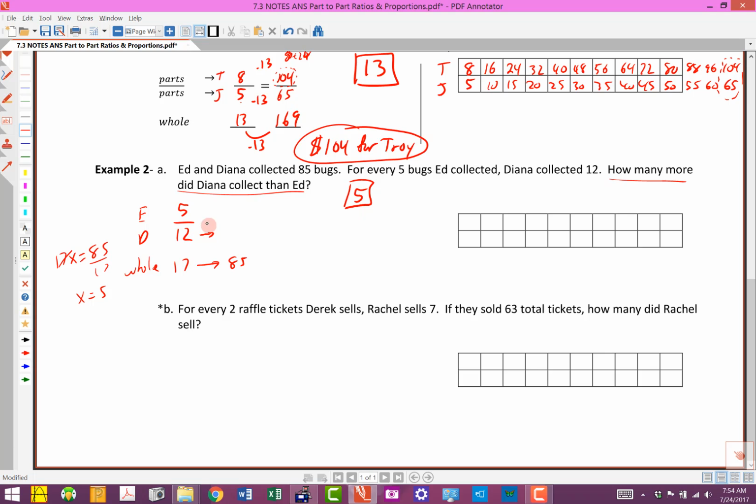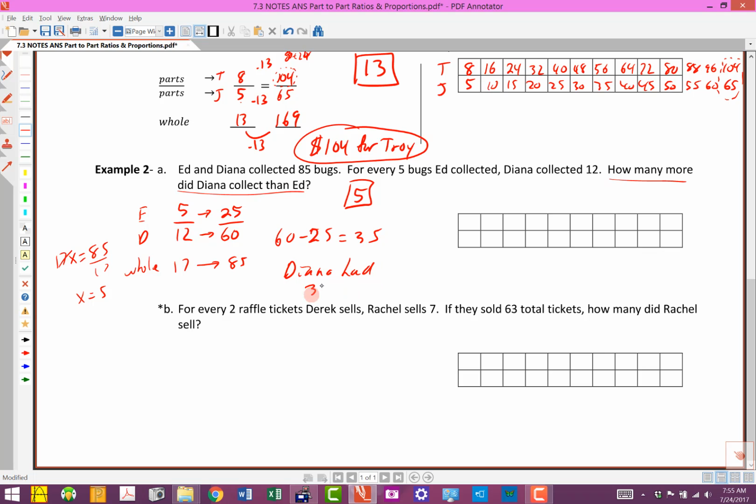So let's scale these up. Let's multiply each one of them by 5. So this would be 25 here. Multiply that by 5. You end up with 60. So this is what we're after right here. Now, the answer to the question, though, is how many more did Diana collect than Ed? So we'd have to do 60 minus 25, so we'd end up with 35. So we'd say Diana had 35 more.